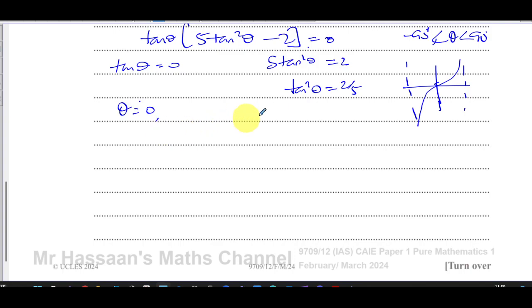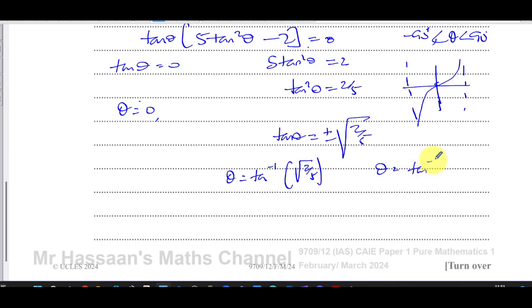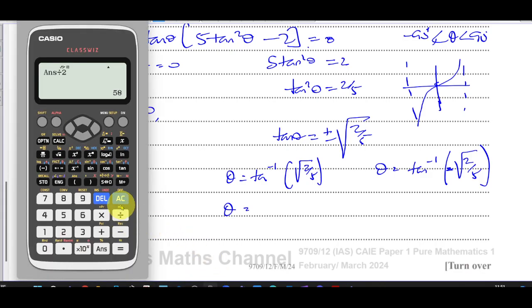So that's one answer. And then here, we have to be very careful, because for tan squared theta, we don't say tan theta is equal to the square root of 2/5. We say it's equal to positive or negative square root of 2/5. So we're going to have two sets of answers. We're going to have theta equals the inverse tan of the positive square root of 2/5, and theta equals the inverse tan of the negative square root of 2/5. So that should give us two answers, which should be in the range.